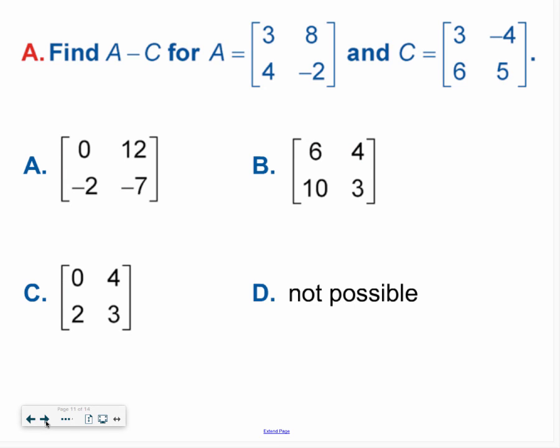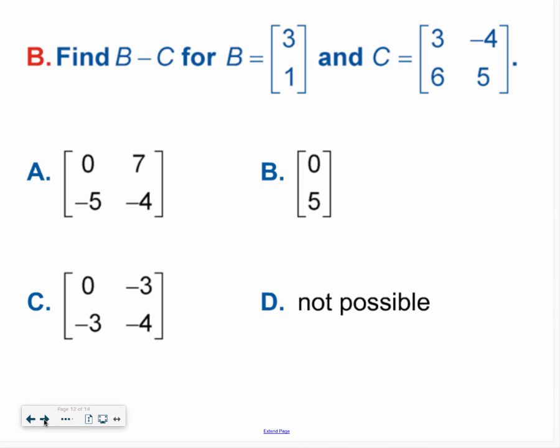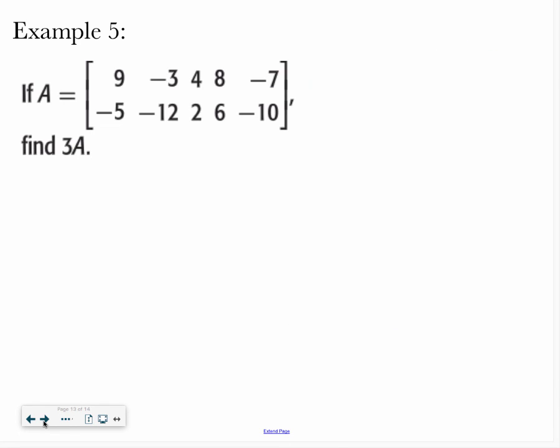Go ahead and try to find this answer. Hopefully you determined the correct matrix was 0, 12, negative 2, negative 7. And go ahead and try this one on your own. Hopefully you realize this one was not possible because they are two different dimensions.